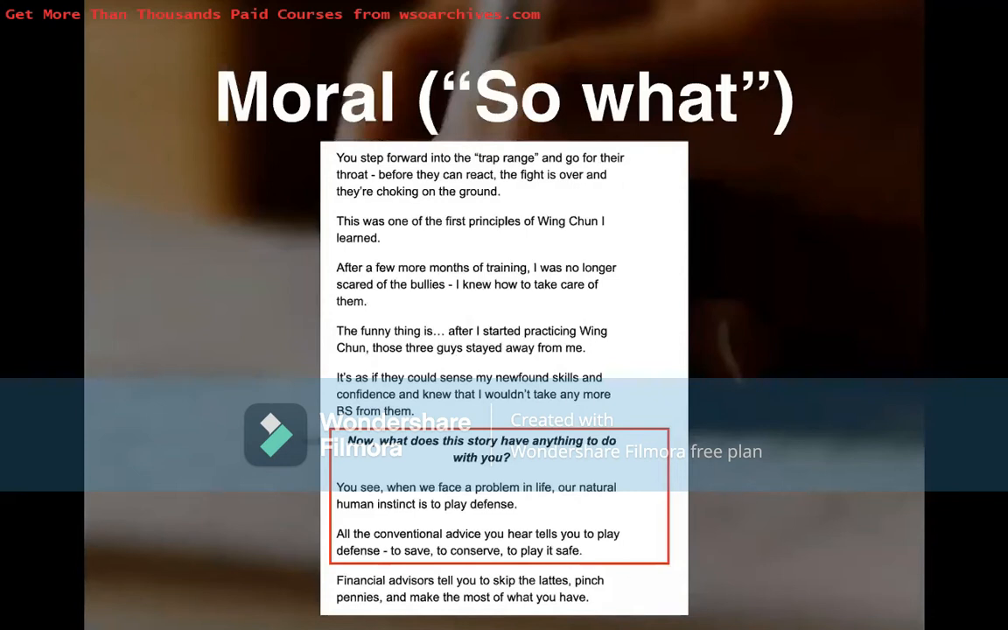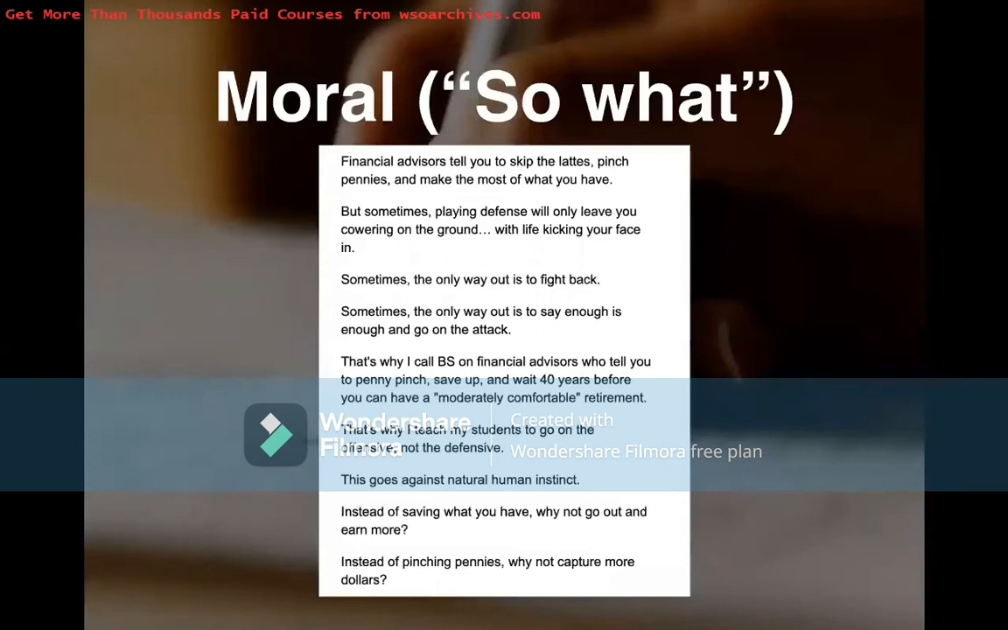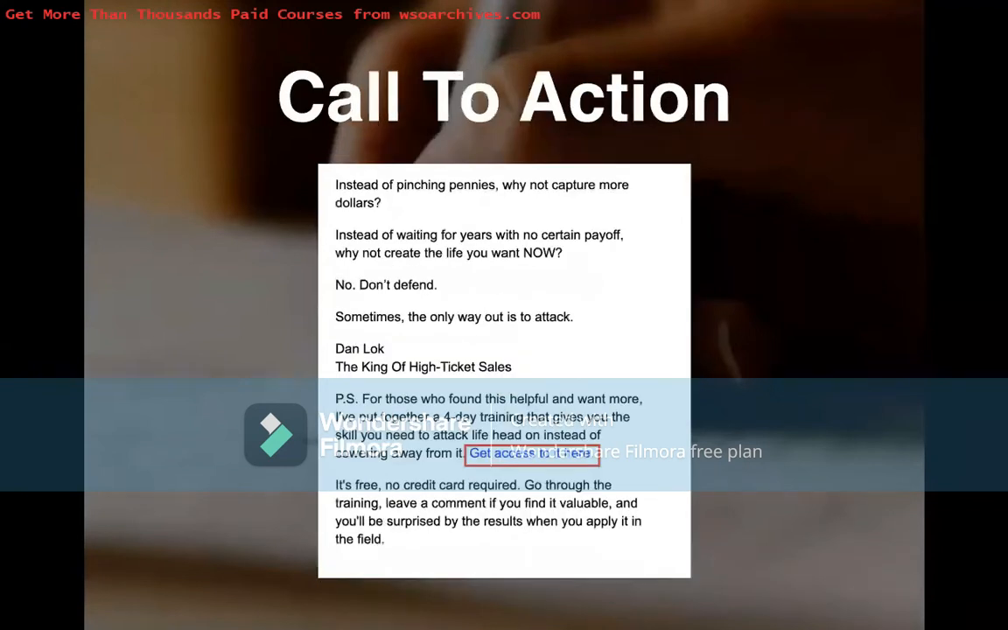Okay. Can you guys see like why stories are so valuable now? Nice. Good. And then you get call to action, right? You tell them a story, you link it to your offer, and then you give them call to action.